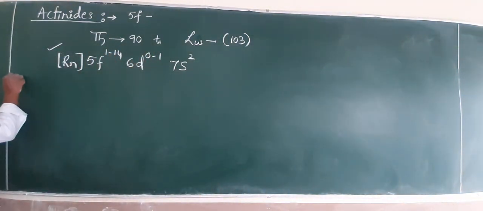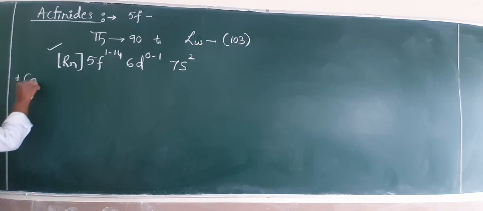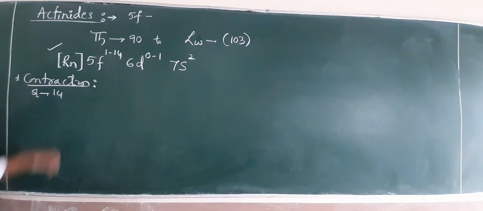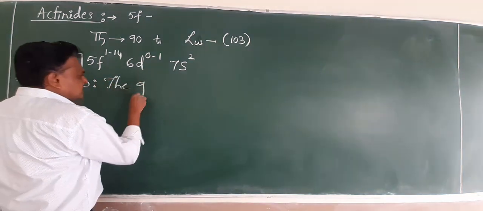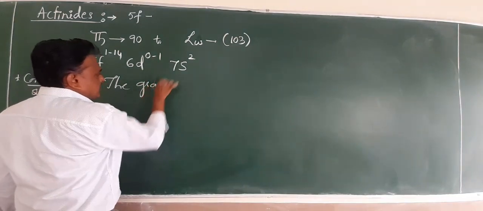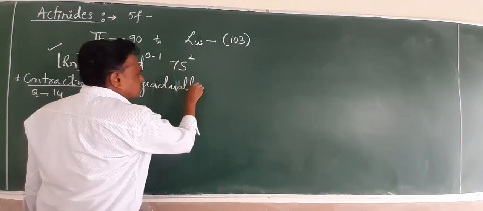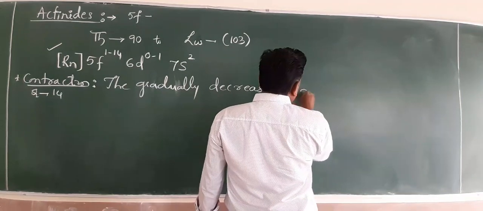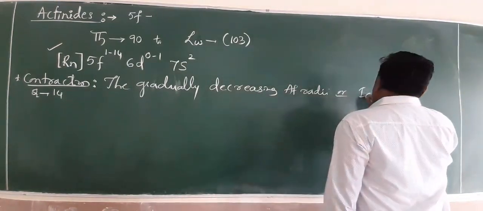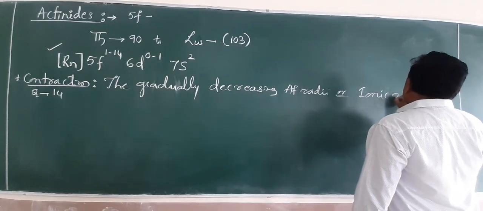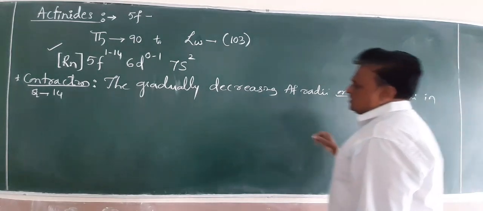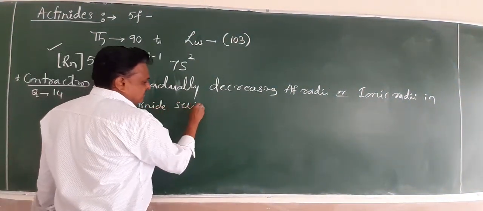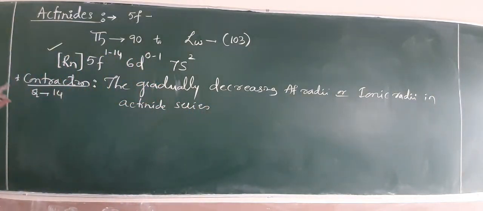And here also the same concept: why does the actinoid undergo contraction? This is the same question as question number 14, and the answer is the same. The gradually decreasing atomic radii or ionic radii in the actinoid series are known as actinoid contraction.